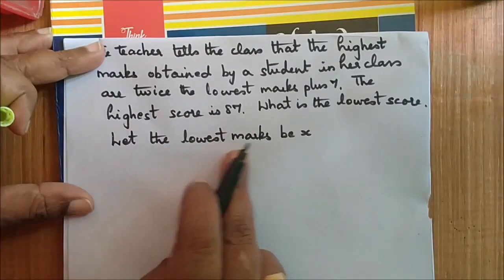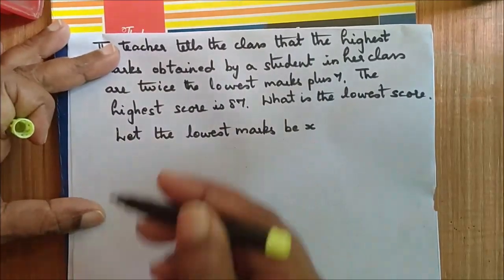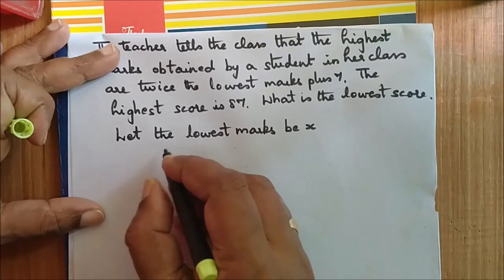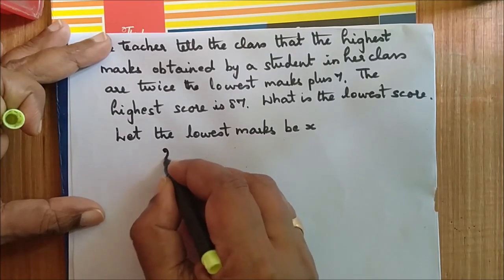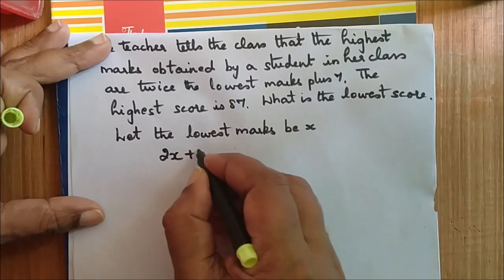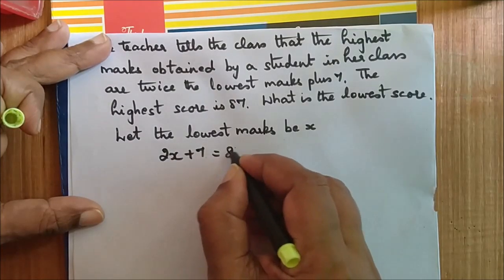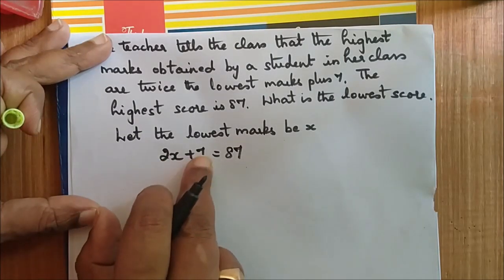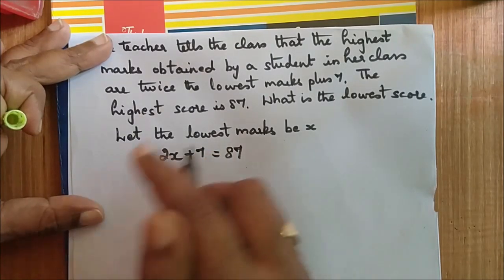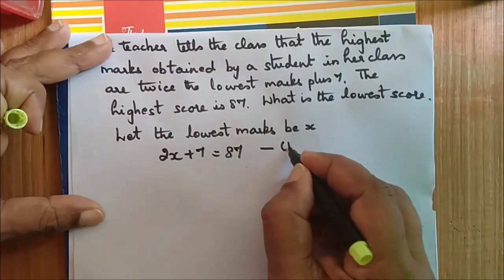Here, let the lowest marks be x. It is said that twice the lowest marks plus 7 is equal to the highest mark. I hope you understood it. Twice the lowest mark plus 7 gives me the highest mark. So this is the equation which I get.